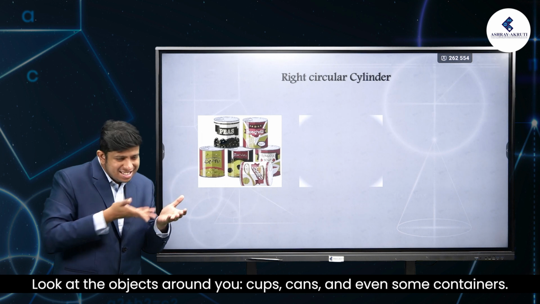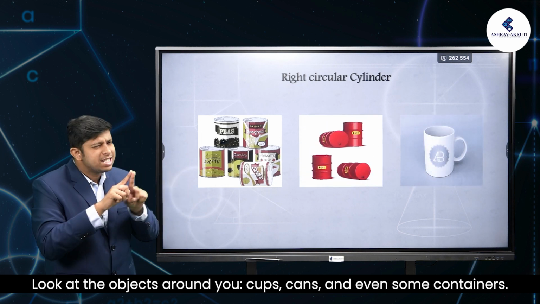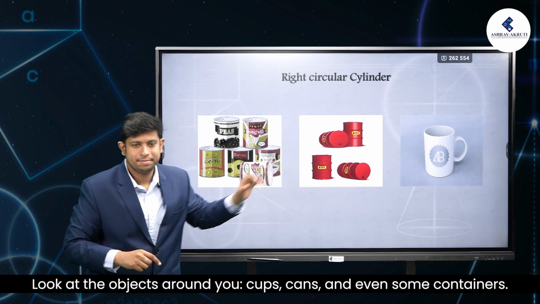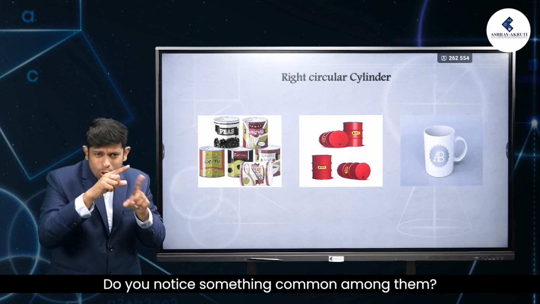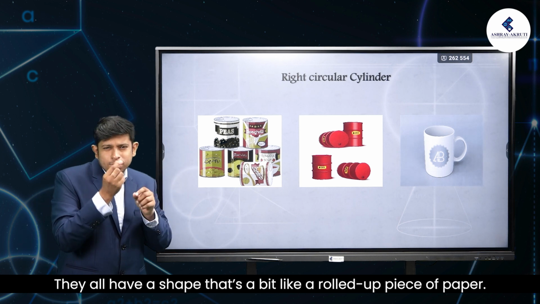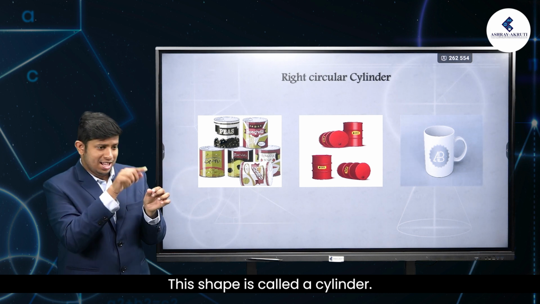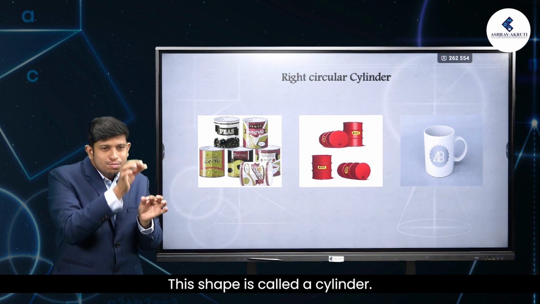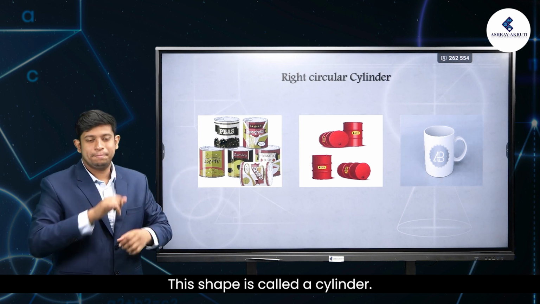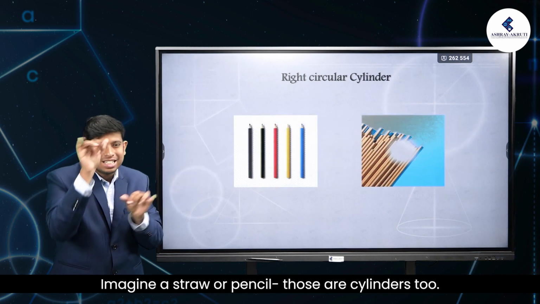Look at the objects around you: cups, cans and even some containers. Do you notice something common among them? They all have a shape that's a bit like a rolled up piece of paper. The shape is called a cylinder. Imagine a straw or pencil, those are cylinders too.